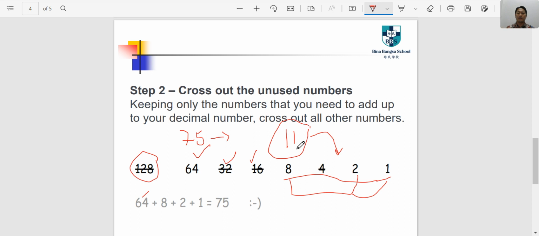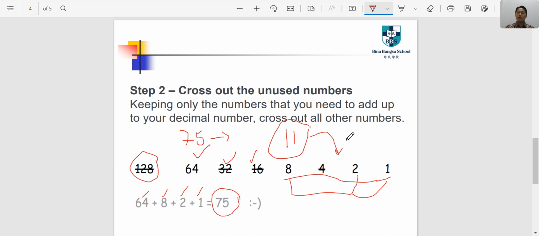Remember the keywords that I'm using, used and unused. If you use it, usually that is considered as logic 1, or it's considered as on. You are using it, it's true. If it is unused, of course, you're not using it. It's 0. It's null. So that's one reason why 64 was placed here. 64 plus 8 plus 2 plus 1 is now equivalent to 75.